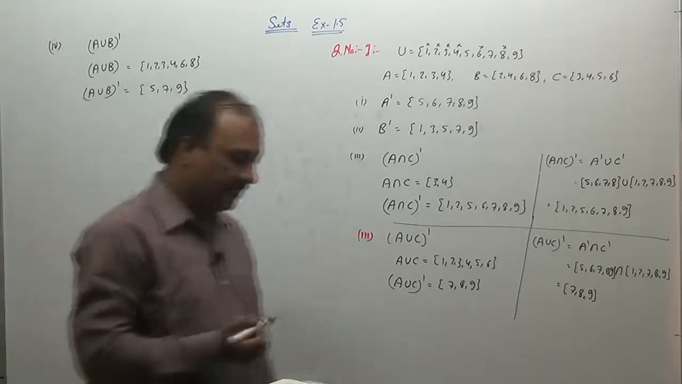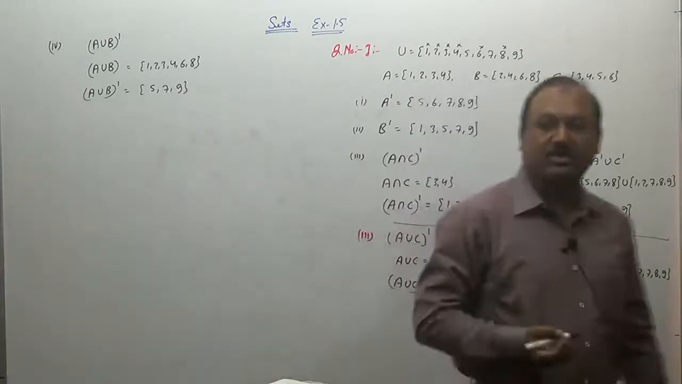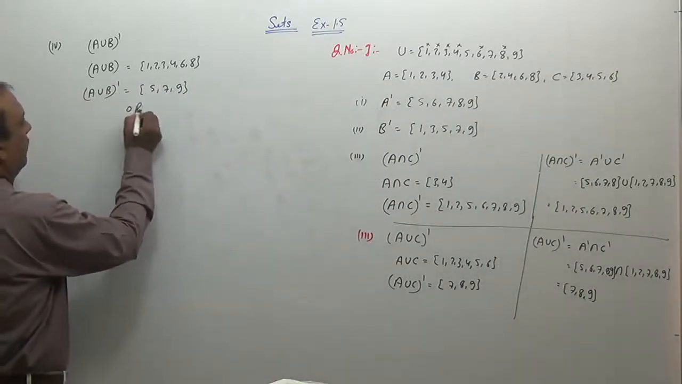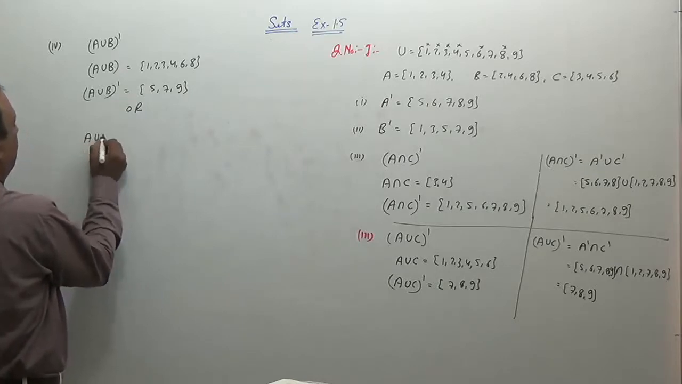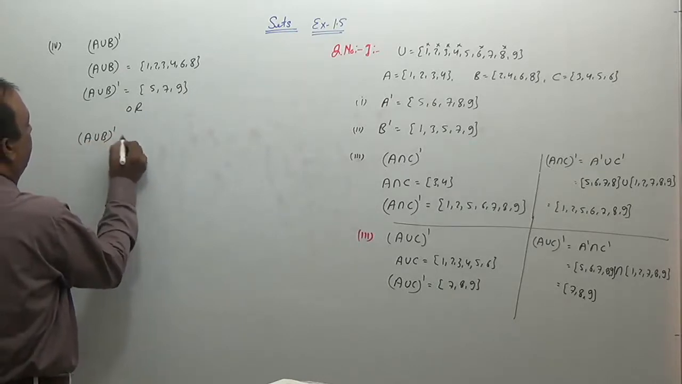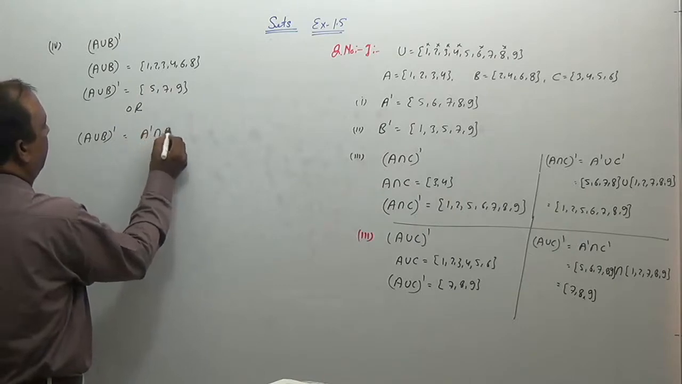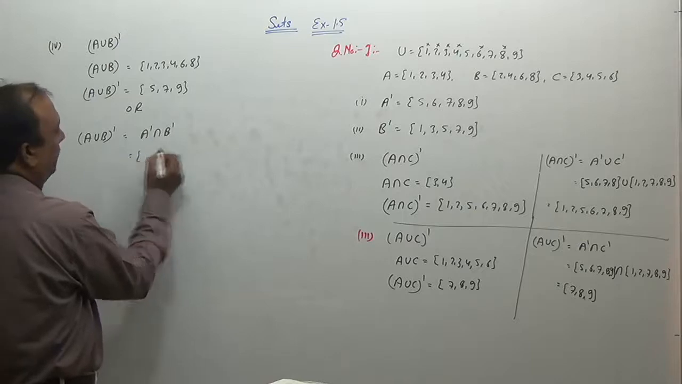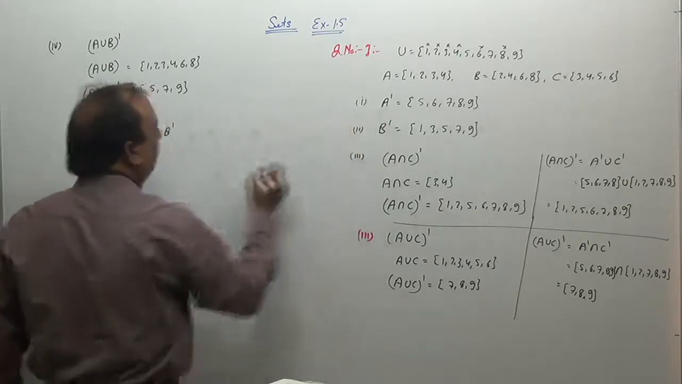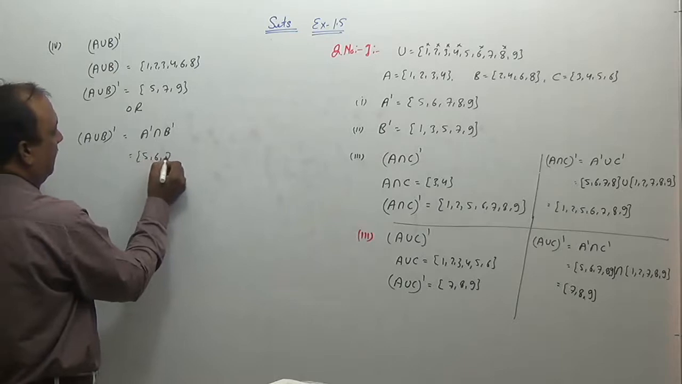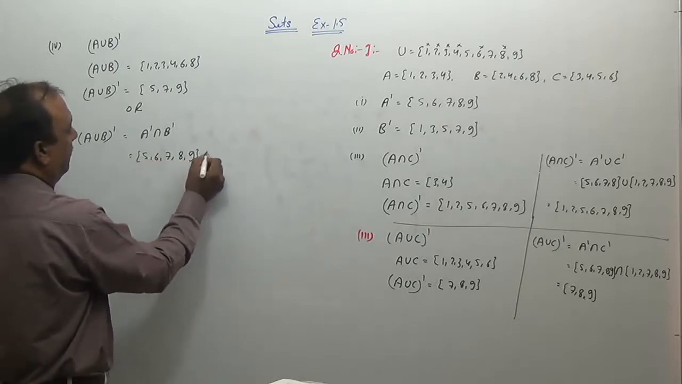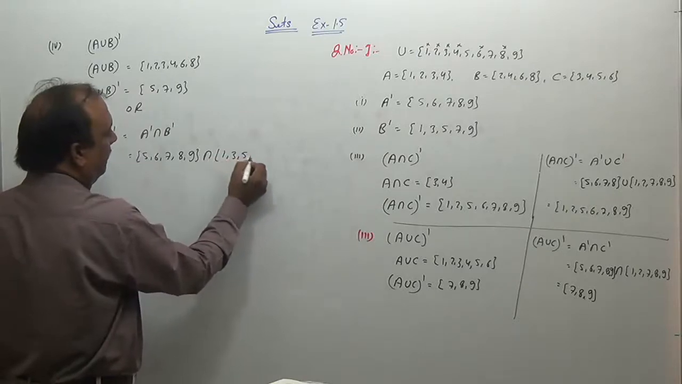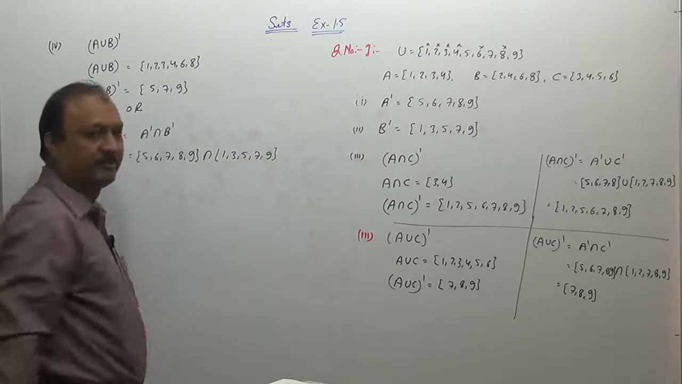So we can also find out this result by applying De Morgan's law. A union B complement is equal to A complement intersection B complement. So what is A complement? A complement is a set with elements 5, 6, 7, 8 and 9. B complement is the set of elements 1, 3, 5, 7 and 9.